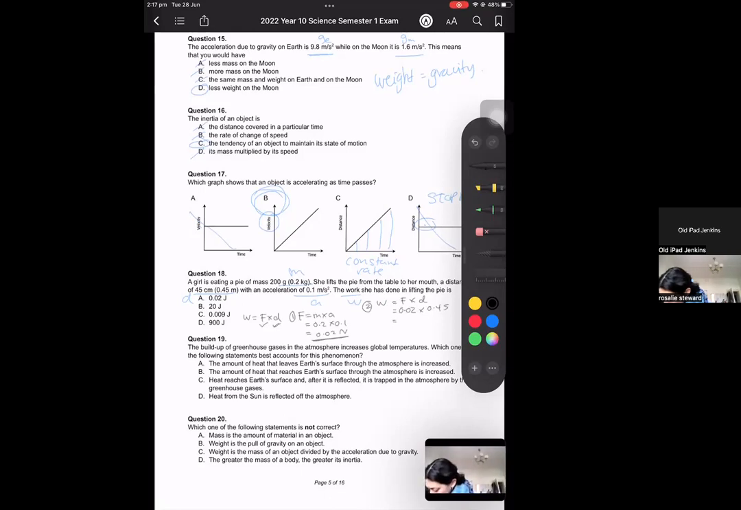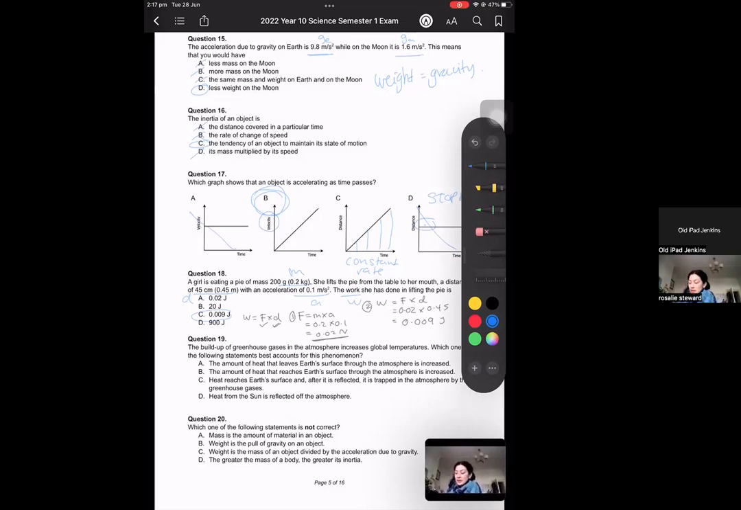Okay, so that is 0.009, 0.009 joules. And have we got it there? Yes, we do. Thank goodness. Just doing that one in my head. Cool. So that is an example of a question that requires you to use two formulas.